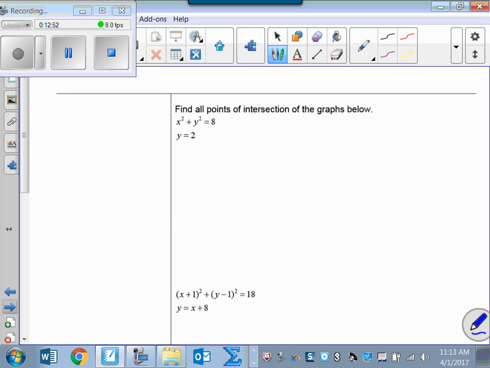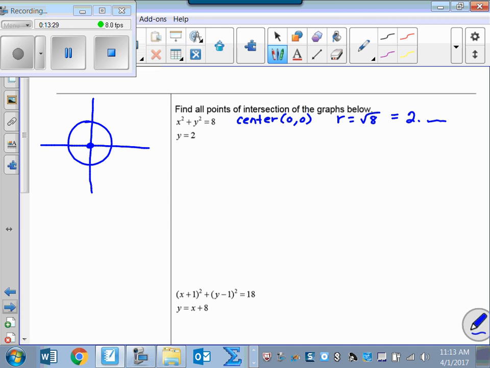Okay, so I got a circle whose center is at the origin. And the radius is the square root of 8. I know that's 2 square root of 2 simplified, but square root of 8 is between 2 and 3, closer to 3, so I'm just going to say 2 point something, and then we'll just eyeball it from there. All right, so let's come over here, do our sketch, center, 0, 0, square root of 8 for the radius.